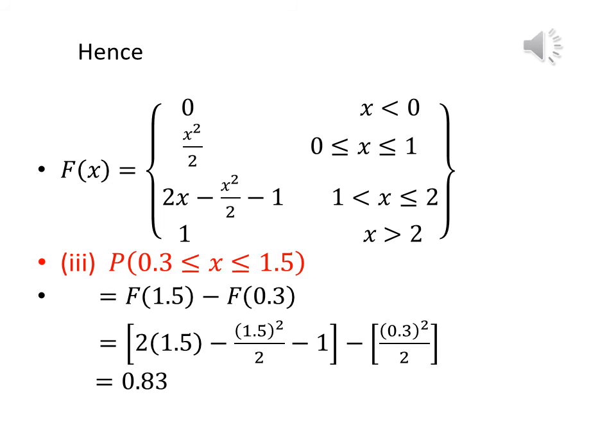Here 2 times 2 is 4. 4 minus 4 over 2, 2. 2 minus 1, so 4 minus 8 is equal what? 1. That is the distribution for capital F of x.